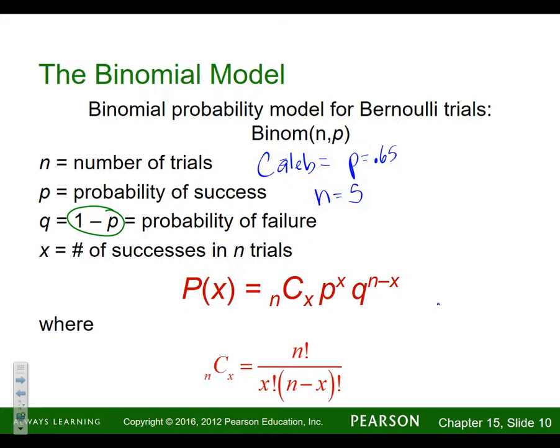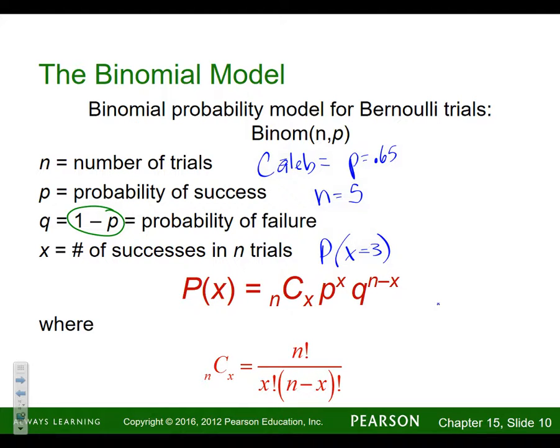Well, we're not worried about that. We don't even need it because we can calculate Q with P. And that's why you only need N comma P for a binomial distribution. Okay? So I can ask you a question now. What's the probability that Caleb actually makes 3 of those shots? That he makes 3 of those shots.